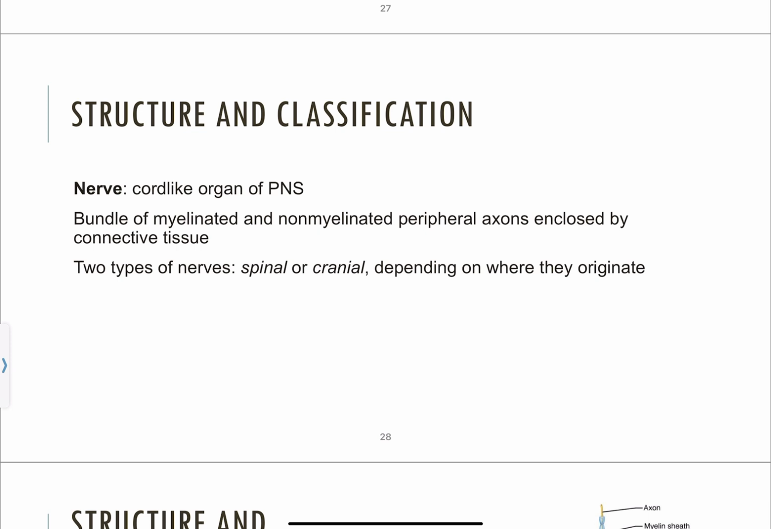Basically, it's just a cord-like organ. It's part of our peripheral nervous system. And when we're talking about nerves, they can either be classified as cranial or spinal, depending on where they come from. So if they're cranial, they're going to arise from the brain. If they're spinal, they're going to arise from the spine. All of the nerves that we have in our body are going to vary in size, but a lot of them are basically just going to be bundles of the axons. Some of these can be myelinated and some are not myelinated, and these axons are going to be wrapped in some sort of connective tissue.